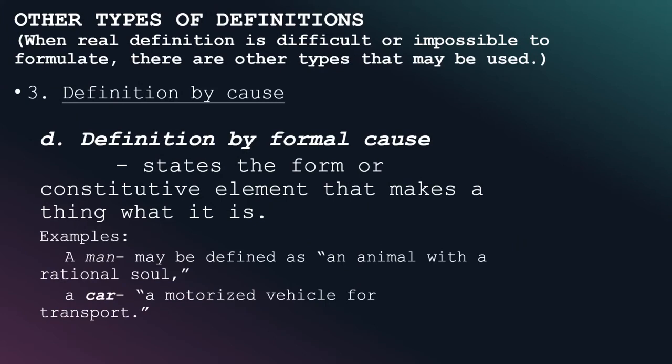Definition by formal cause states the form or constitutive element that makes up a thing. What is it or what it is, no? Example here is a man may be defined as an animal with rational soul. So there is a constitutive element na nagde-define yung word, like ng man. A car, a motorized vehicle for transport.